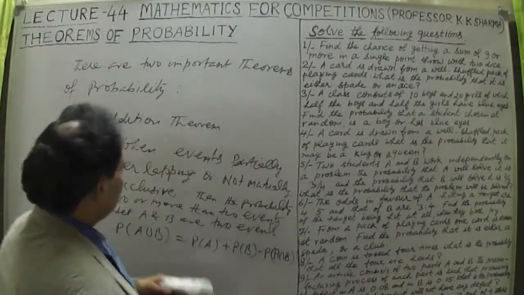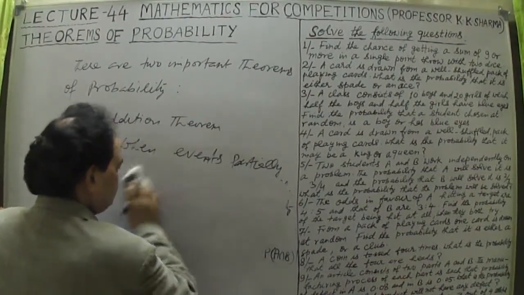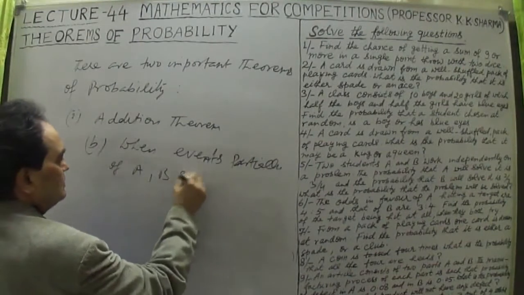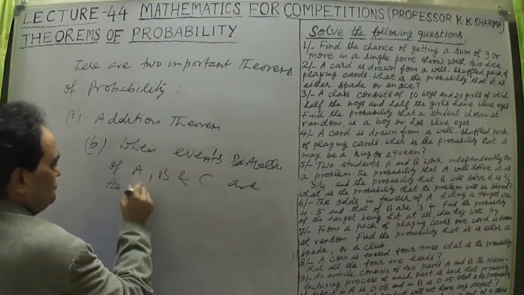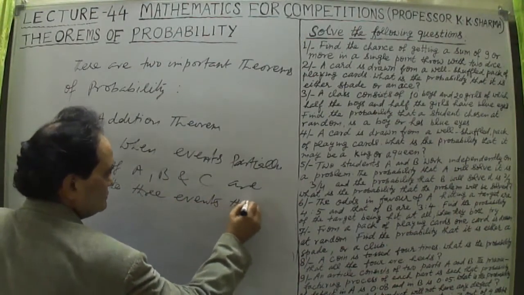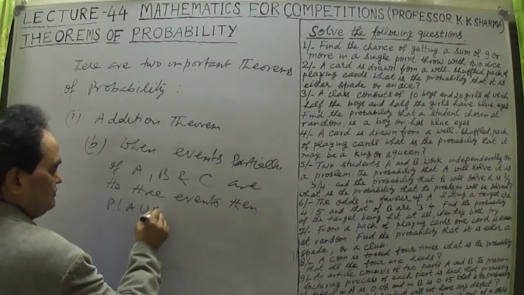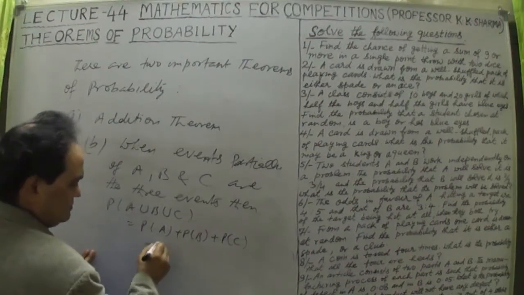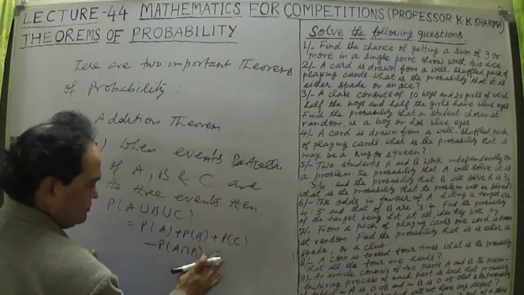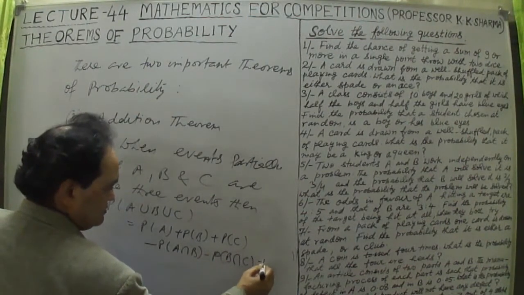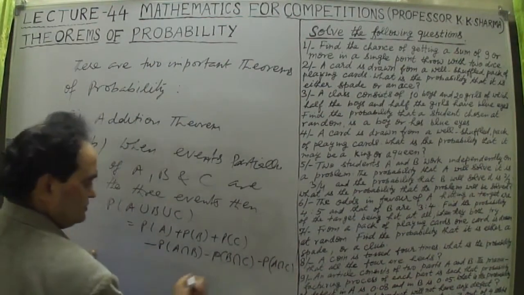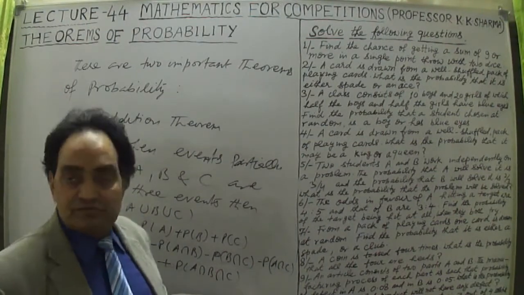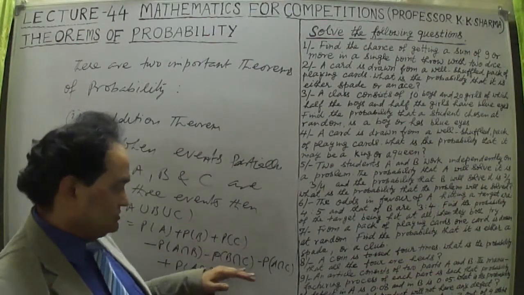If there are three events, or more than three events, then we can apply another formula. What is the formula for three events? If A, B and C are the three events, then the probability of A union B union C is given by probability of A plus probability of B plus probability of C minus probability of A intersection B minus probability of B intersection C minus probability of A intersection C, plus probability of A intersection B intersection C. This is a plus sign at the end. The simultaneous occurrence of two events carries a minus sign.